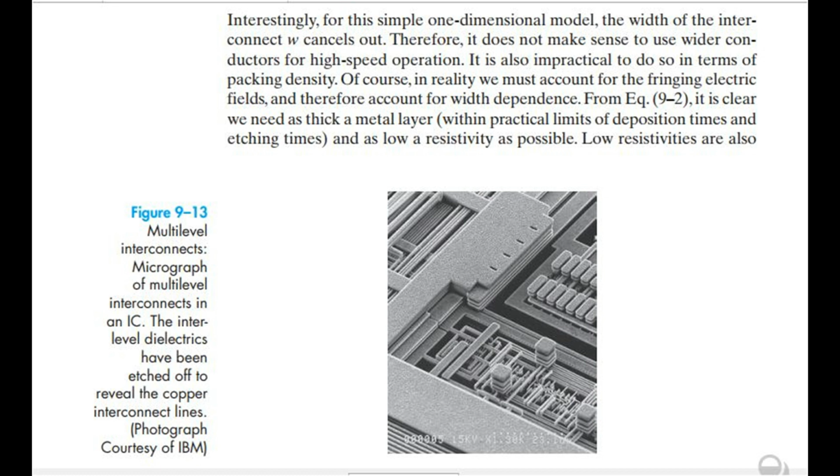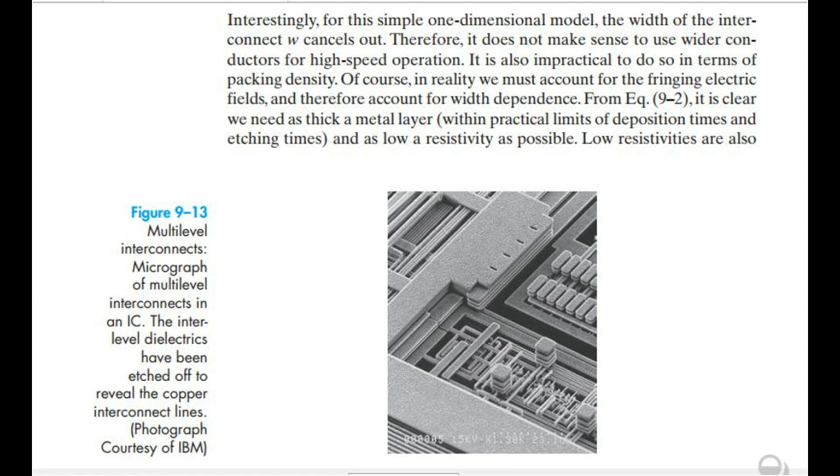Interestingly, for this simple one-dimensional model, the width of the interconnect W cancels out. Therefore, it does not make sense to use wider conductors for high-speed operation. It is also impractical to do so in terms of packing density. Of course, in reality we must account for the fringing electric fields, and therefore account for width dependence. From EQ 9.2, it is clear we need as thick a metal layer, within practical limits of deposition times and etching times, and as low a resistivity as possible.